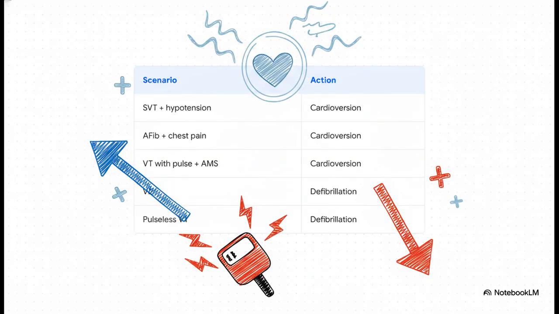Think of this as your final drill. Let's make it automatic. Look at the pattern. Any fast rhythm plus a sign of instability, low BP, chest pain, confusion. The answer is cardioversion. No pulse at all, like VFib or pulseless VTAC. The answer is defibrillation. It really is that straightforward.